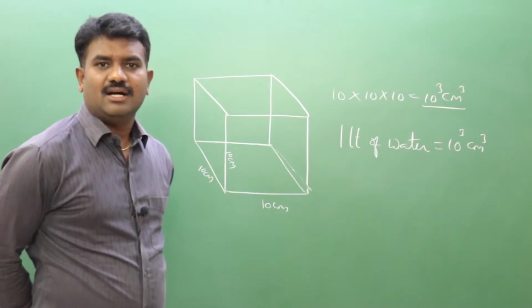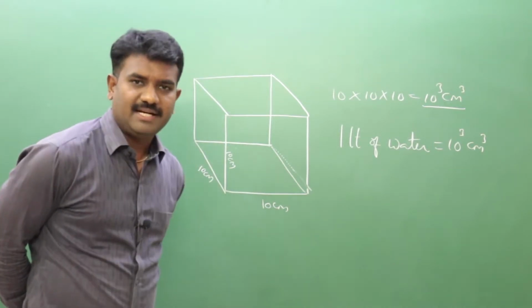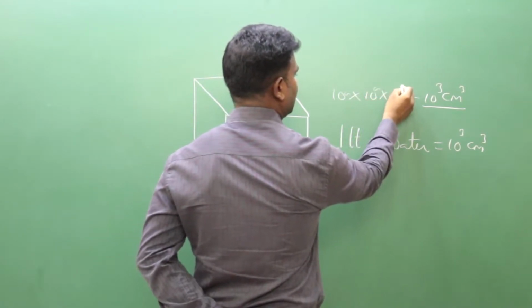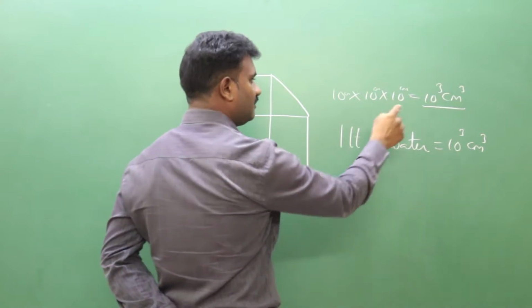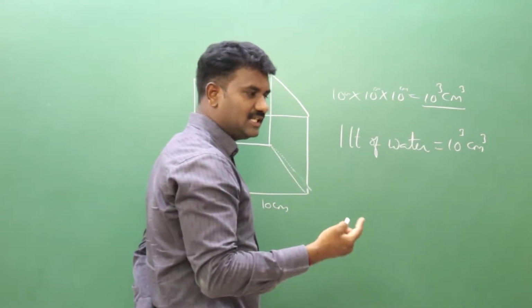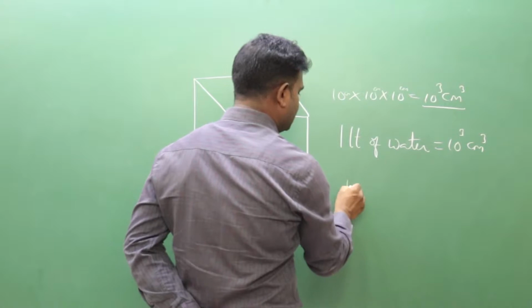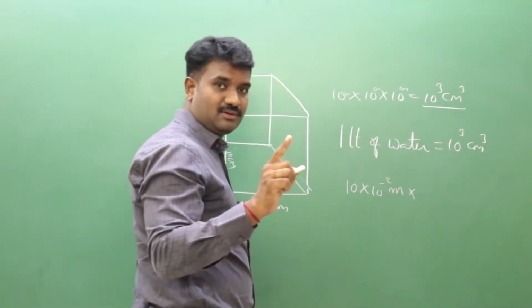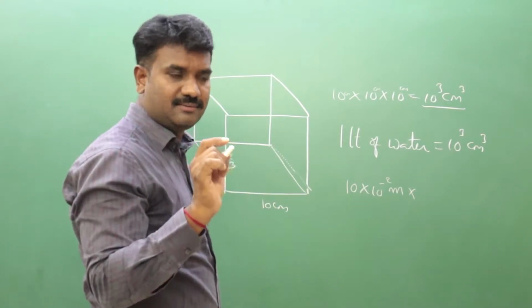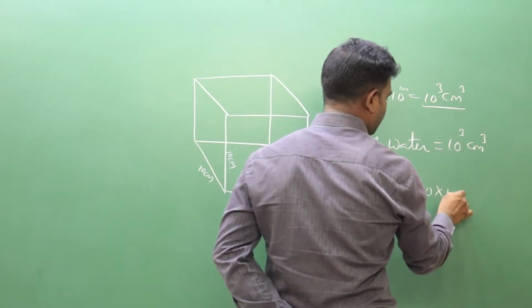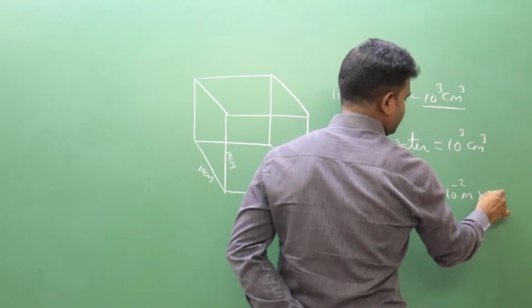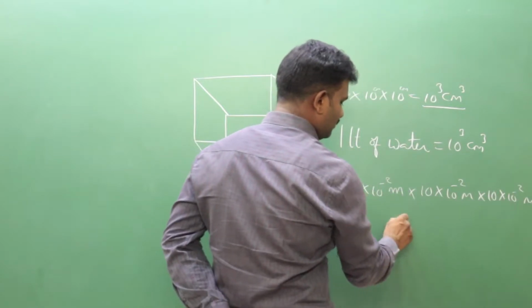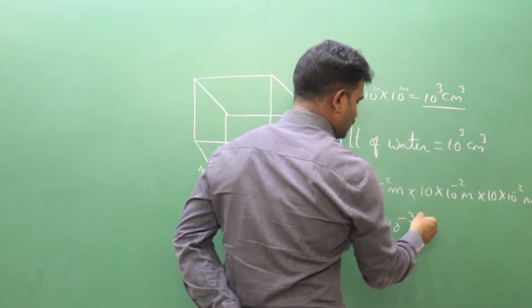Now let us see what is its value in meter cube. So here 10 centimeters and 10 centimeters, right? So 10 to the power of 3 centimeter cube can be written as 10 into 10 to the power of minus 2 meters, since 1 centimeter is equal to 10 to the power minus 2 meters. Again 10 into 10 to the power minus 2 meters, that is equal to how much? 10 to the power minus 1, 10 to the power minus 1, 10 to the power minus 1 is 10 to the power minus 3 meter cube.